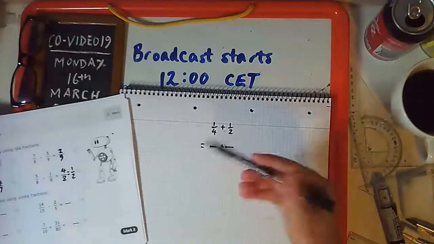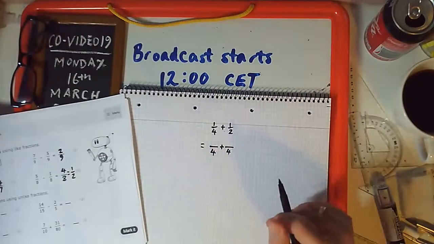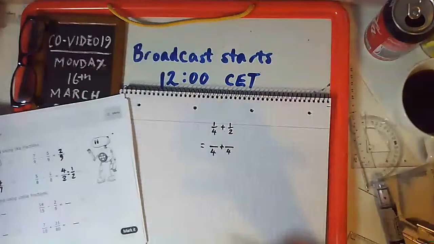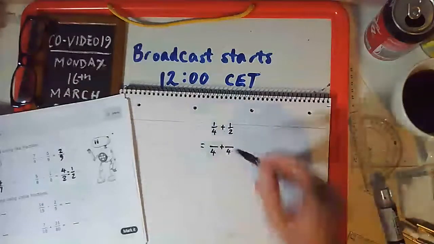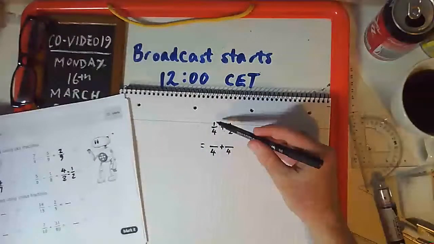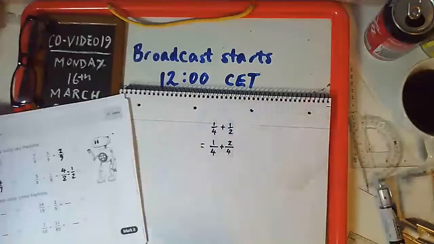Well, 4 and 2 both go into 4. They both go into 4. So both of these fractions can be written as fractions out of 4. So 1/4 is still 1/4, but then 1/2 is the same as 2/4.